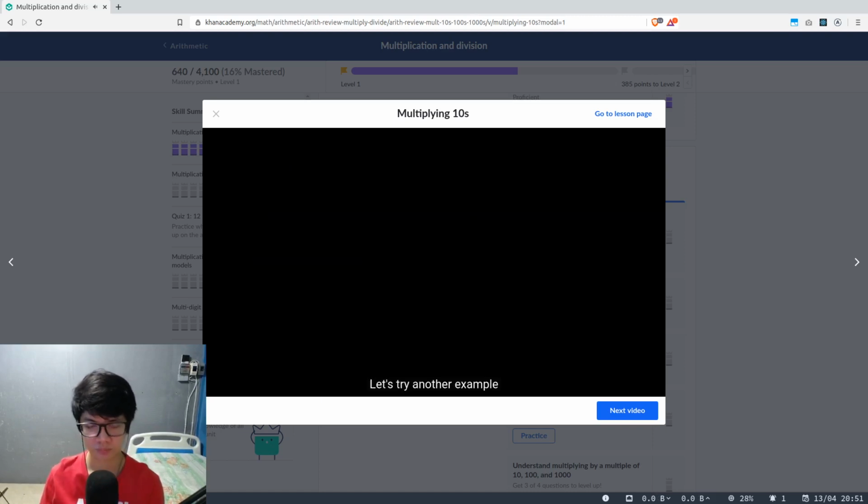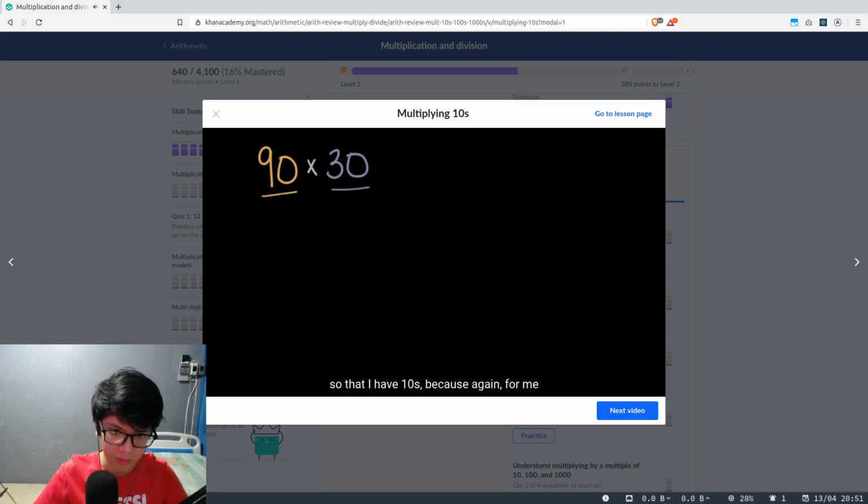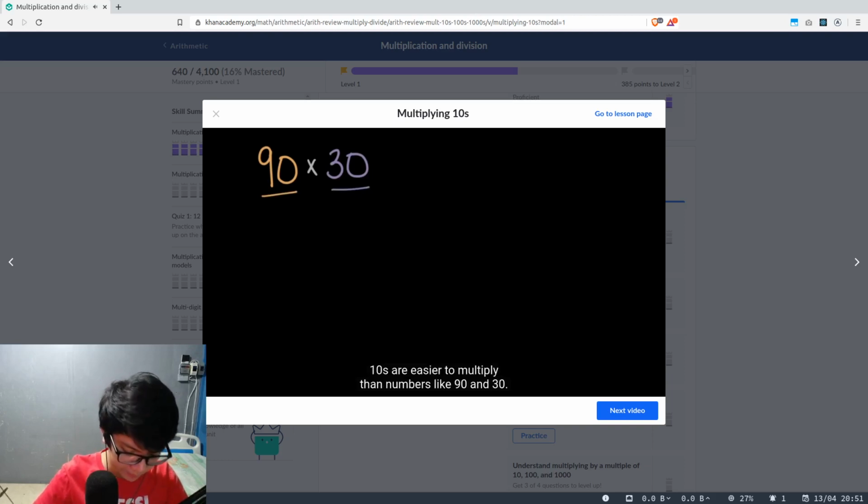Let's try another example where we're multiplying tens like this. Let's do something like, let's say maybe 90 times, how about 30? 90 times 30. So the first thing I'm going to do is break up these numbers so that I have tens. Again, for me, tens are easier to multiply than numbers like 90 and 30. So for 90, I'll write 9 times 10. And for 30, I'll write 3 times 10.